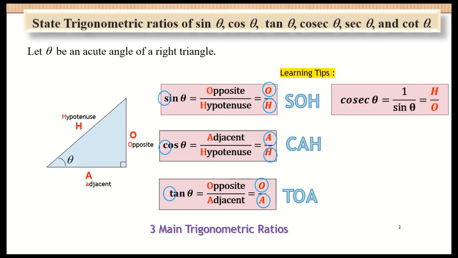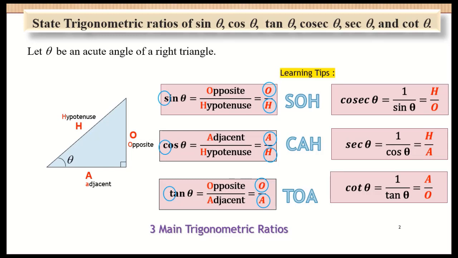And we know that cosecant theta is equivalent to 1 over sine theta, which is equivalent to H over O. Secant theta is equivalent to 1 over cosine theta, which is H over A. And cotangent theta is equivalent to 1 over tangent theta, which is A over O. We also notice that tangent theta is equal to sine theta over cosine theta, which is equal to O over A.